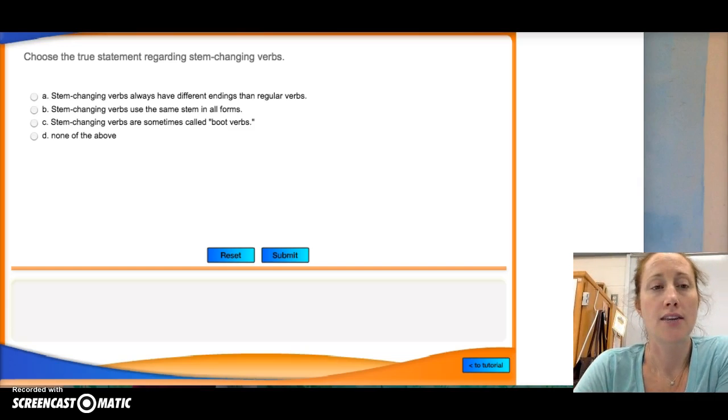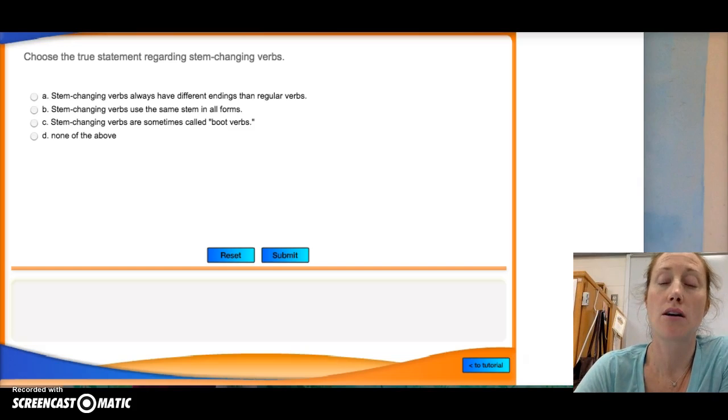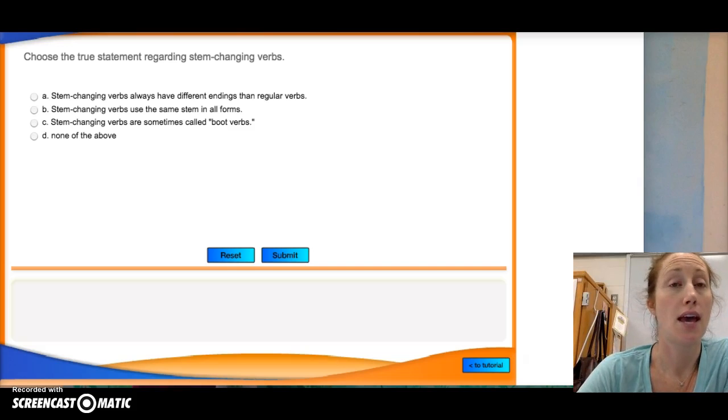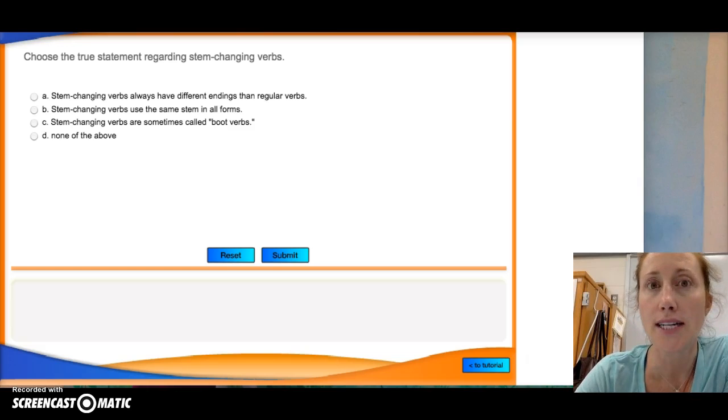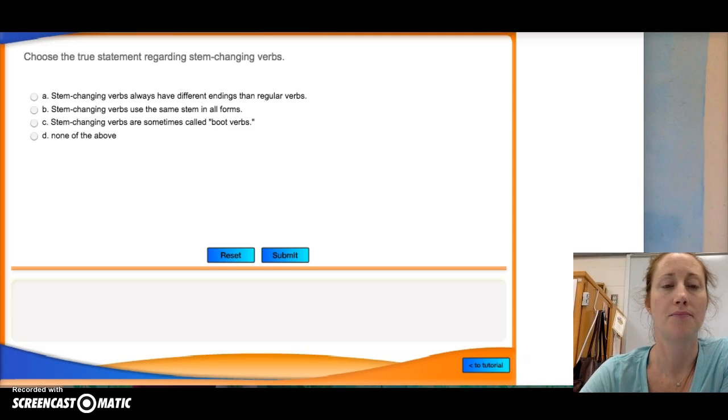Let's take a look and see if we can choose the true statement regarding stem-changing verbs. A, stem-changing verbs always have different endings than regular verbs. B, stem-changing verbs use the same stem in all forms. C, stem-changing verbs are sometimes called boot verbs. Which one do you think it is? Or sorry, D, none of the above. A, B, C, or D?